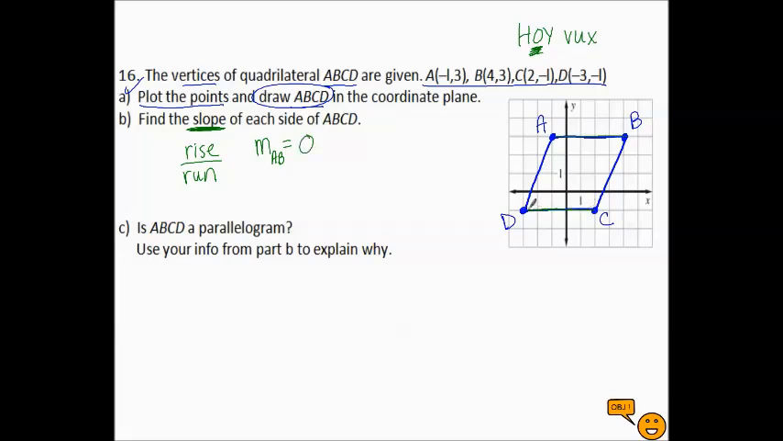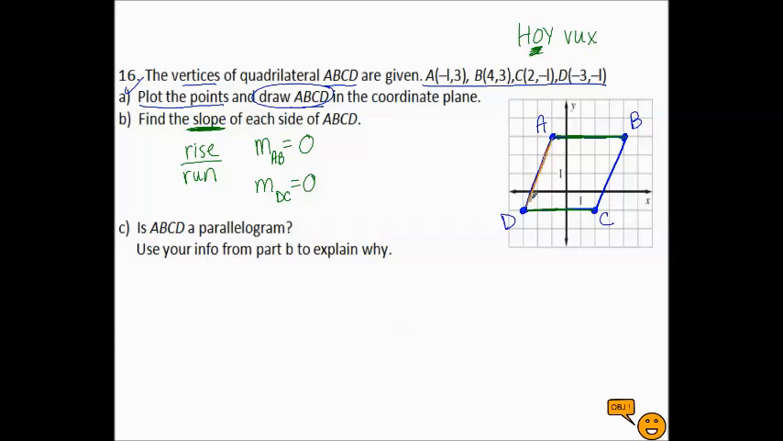Looking across to the opposite side, opposite from AB is DC. I'm going to do that slope next because it's also a horizontal line, so it looks easy like the first one. Slope is 0. Now let's do the slopes of the other sides.